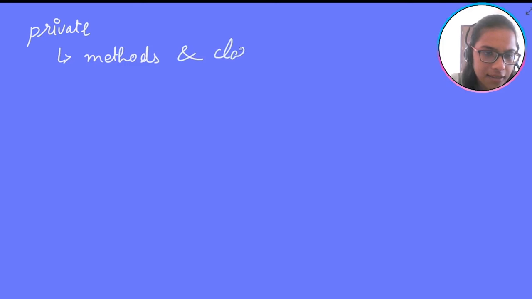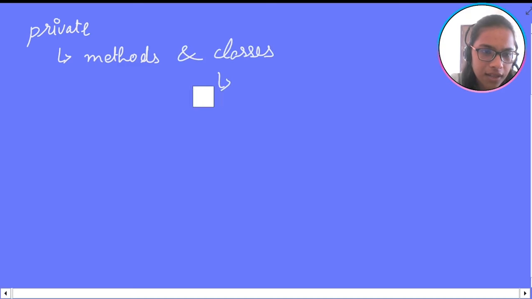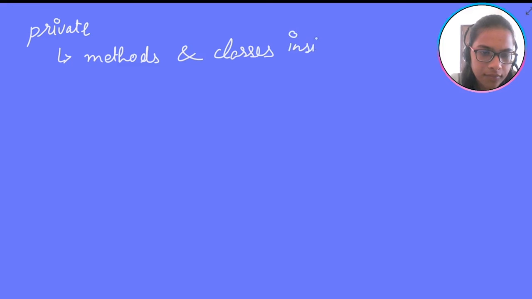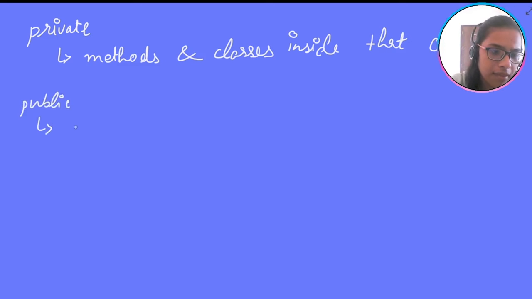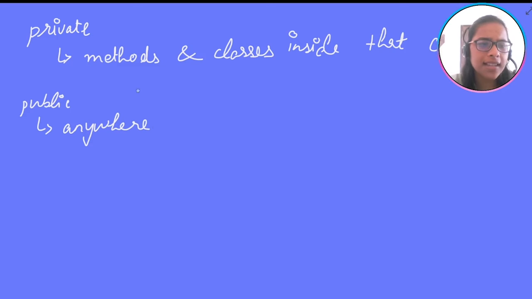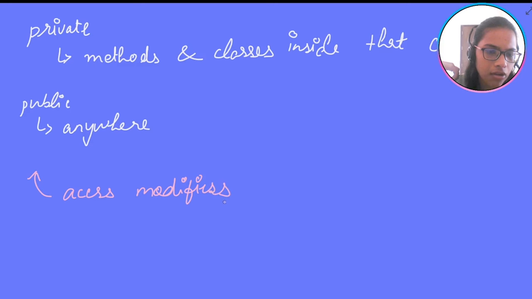So over here, if anything is private in a class, that can only be accessed by methods and classes inside that particular class. But when anything is public, it can be accessed from anywhere. Okay, so private and public keywords are actually specifying the access, and as they are specifying the access, both of them are known as access modifiers.